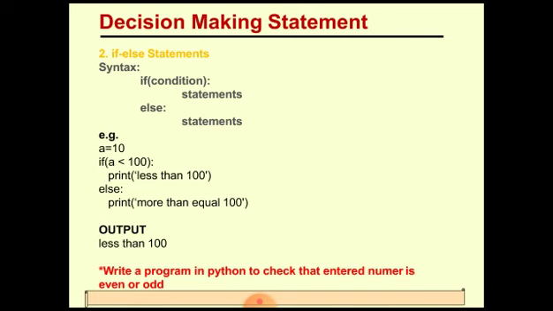Okay, so now here again A is equal to 10. So this A less than 100 will be returning true in this case. So this if block will be executed and the else block will be ignored. That is why the output of this program will be less than 100. Okay, that is a simple program.